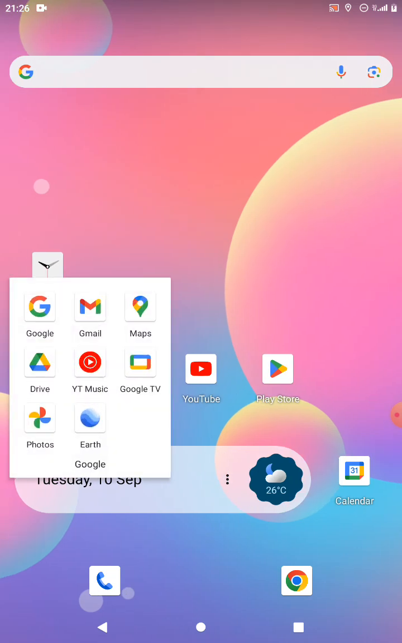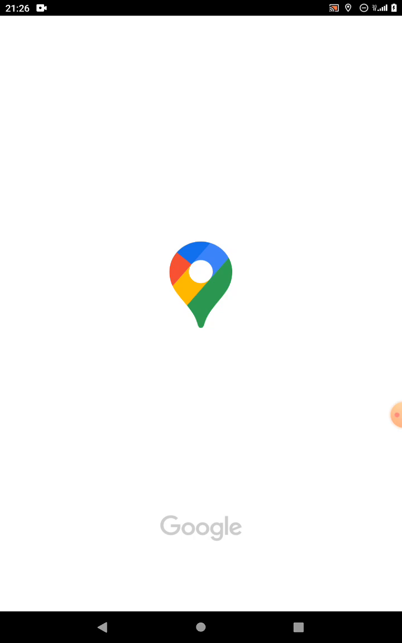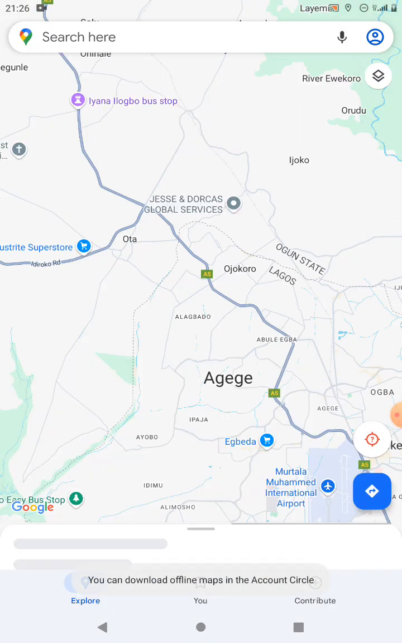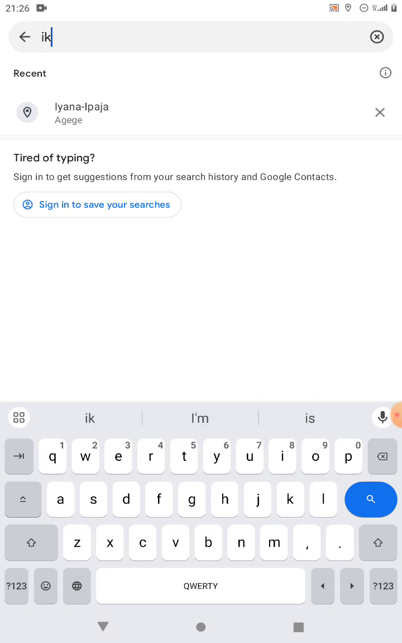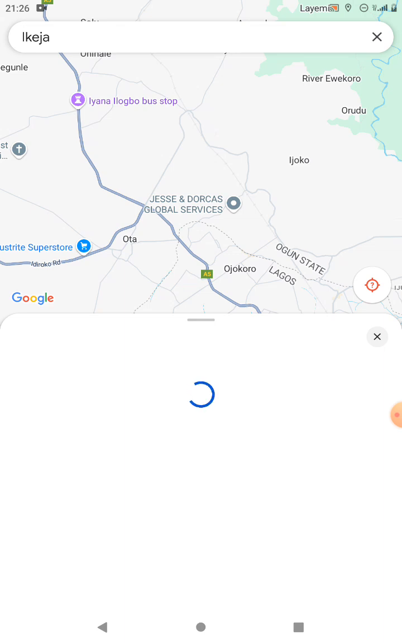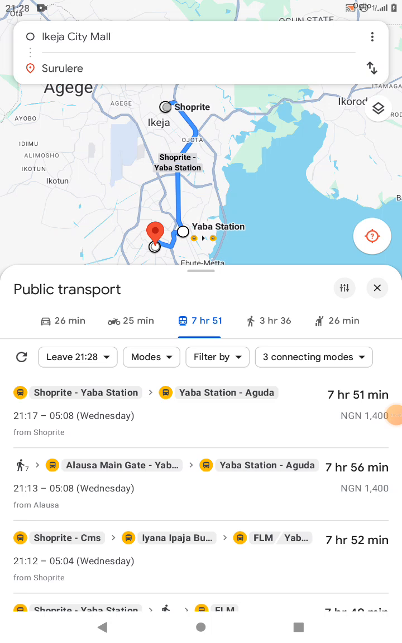Google Map. You go to Google Map, you put that same place, from Ikeja to where you are going, Ikeja to Surulere. Sorry. Okay, so you just click on the ad on this Google Map. You put the starting point where you are going from, that's Ikeja City Mall, to Surulere. Now, why we are coming to Google Map is so that it can show us the distance.